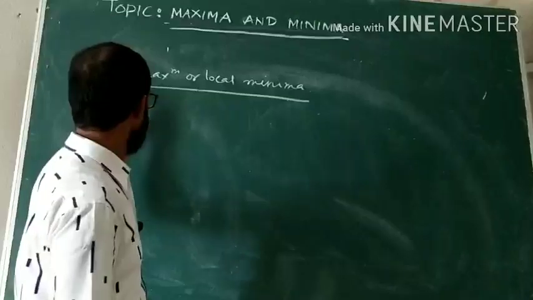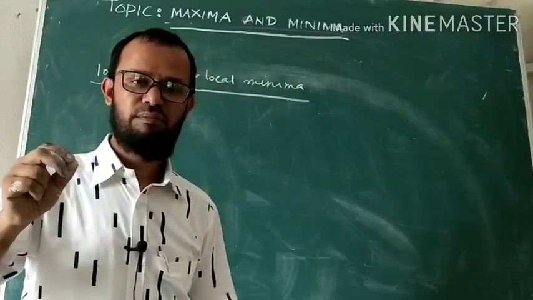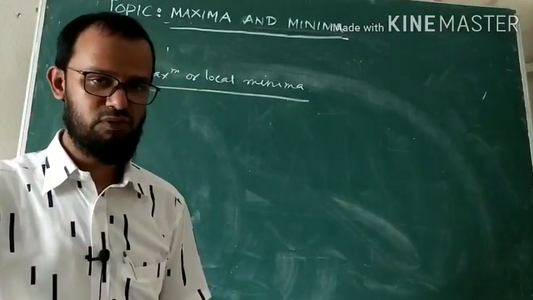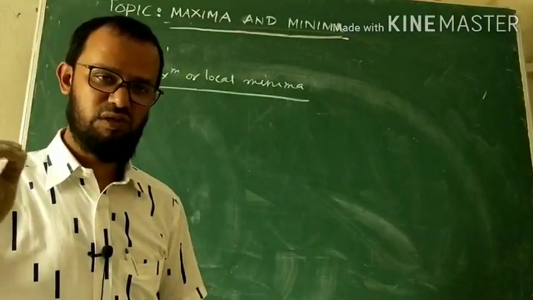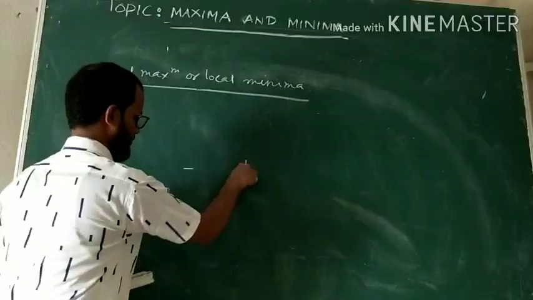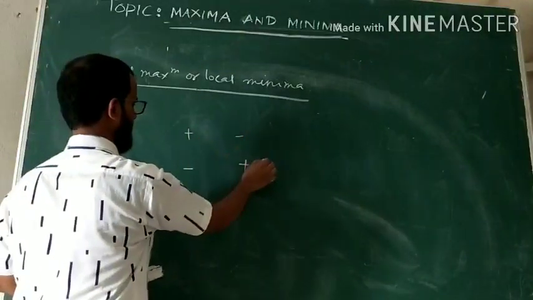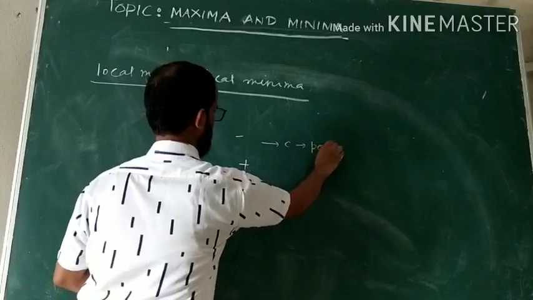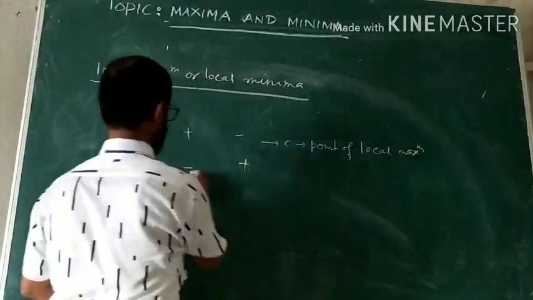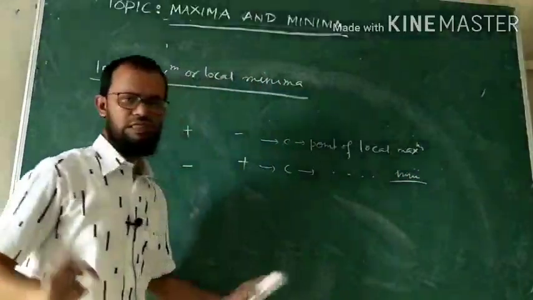Okay, so local maxima and local minima, the definition is exactly the same. That means if x equal to c is a point of local maxima, then f dash x changes sign from positive to negative at that point. And if x equal to c is a point of local minima, then f dash x changes sign from negative to positive. And if f dash x changes sign from positive to negative, then c is called a point of local maxima, and from negative to positive, c is a point of local minima. So there is no change in the definitions.